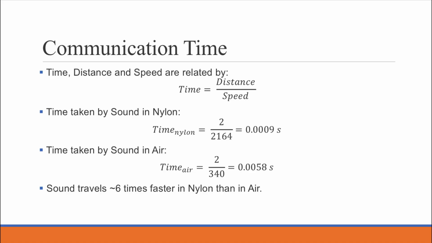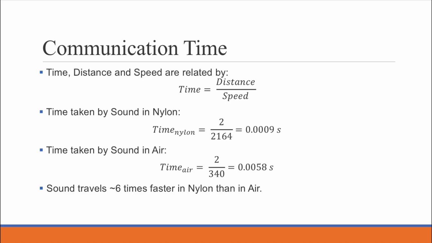In the first case, let's assume that person A and B are using a tin can telephone and they are speaking through the tin can telephone, the material of the string being nylon. The time taken for sound to travel from A to B would be a bit less than 1 millisecond. And in the second case, let's say person A and B are not using any tin can telephone at all. The time taken for sound to travel from A to B would be around 6 milliseconds.